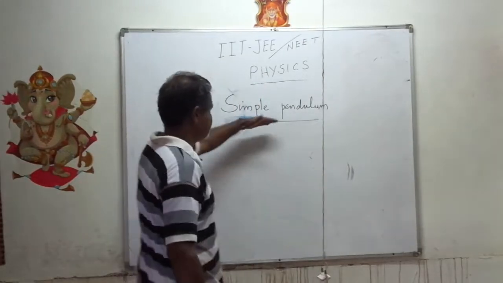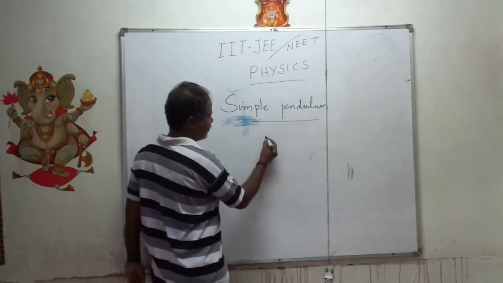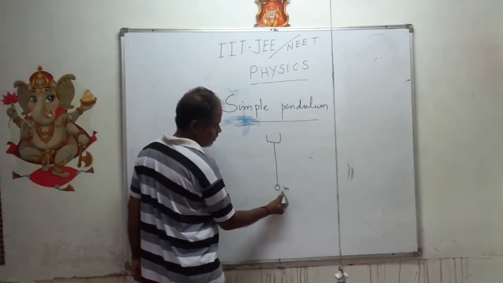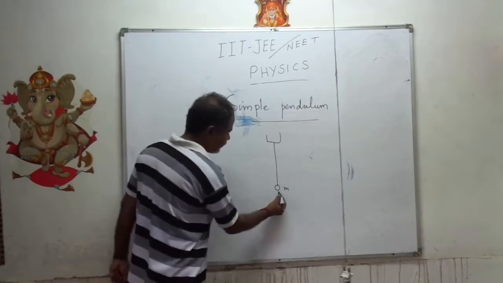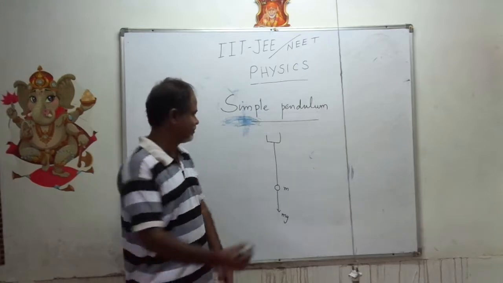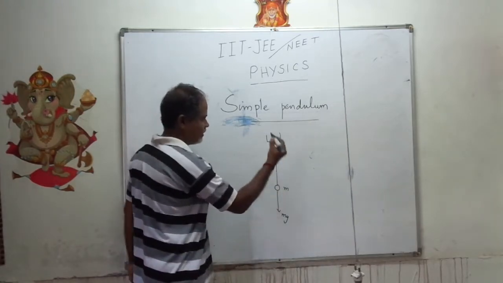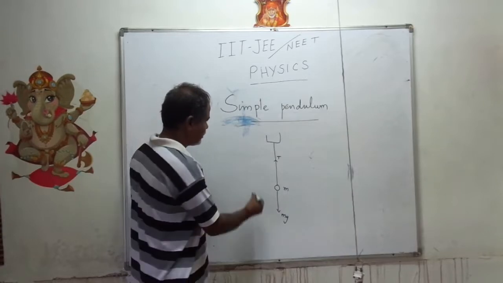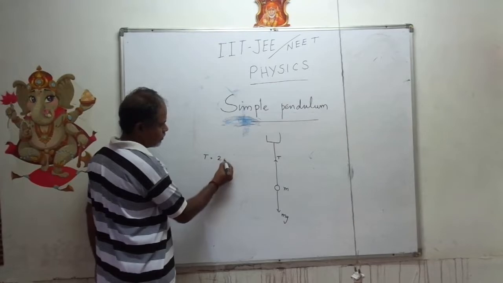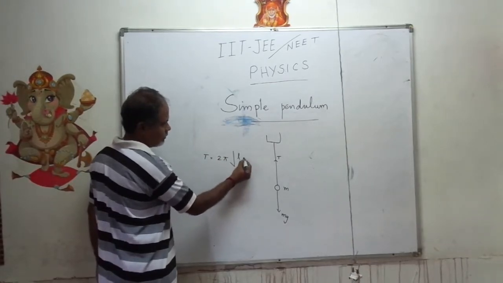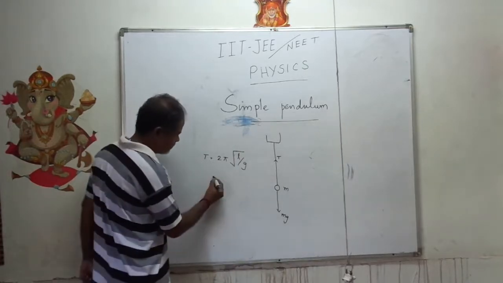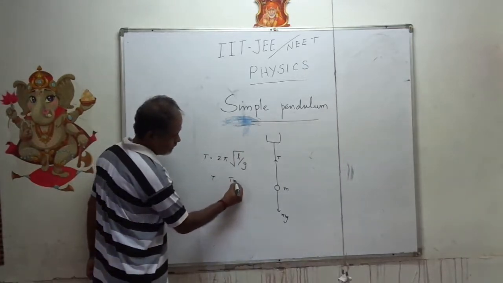Okay. Actually, this is a simple pendulum, a bob of mass m. Weight acts in the downward direction, that is mg. The tension T acts in the upward direction. The time period T is given by 2π under square root of L by g. What is T? T is called the time period.